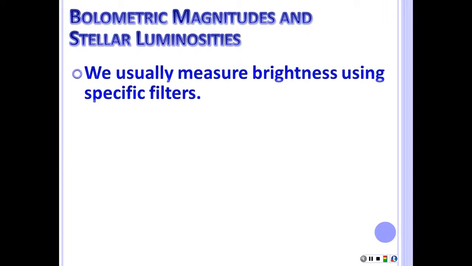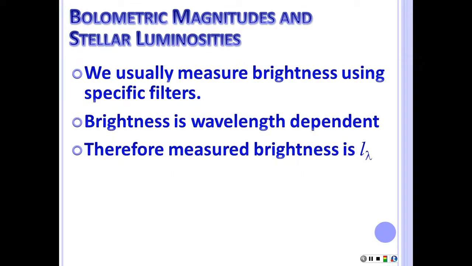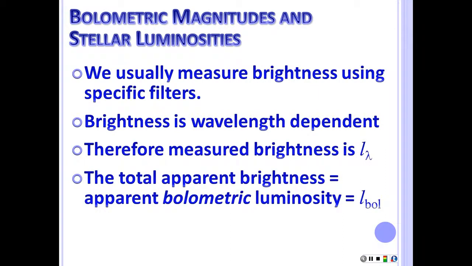And so what we want to be able to do is to extrapolate from the measurements we do make in those bands to some sort of measure of how bright things really are. So we're measuring something in a specific filter, but the brightness will depend on the wavelength, and the brightness depends on the temperature too. So if we measure the brightness at some wavelength lambda, then its brightness is L sub lambda. But what we really want is the total apparent brightness, which is the apparent bolometric luminosity. So bolometric is just where we want it for all wavelengths.